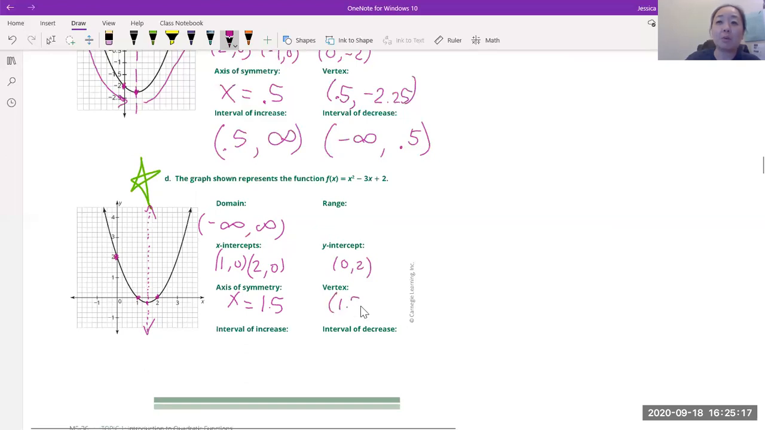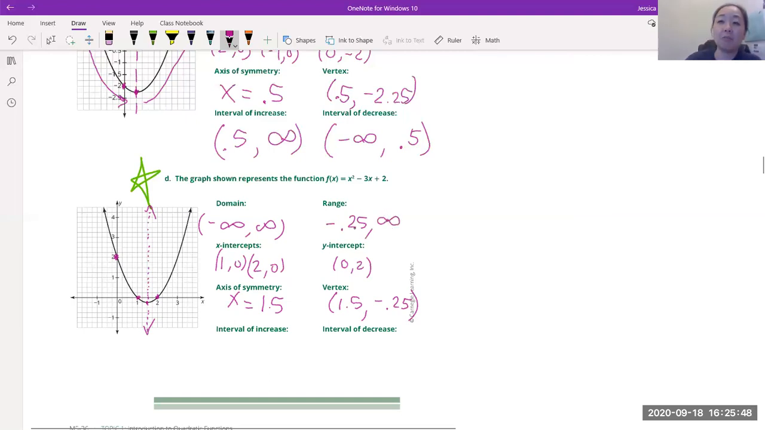That means my vertex, I can do this. I know my x part is 1.5 because it's on the axis of symmetry. This one is exactly 1/4 of the way to -1, so that's going to be -0.25. Now let's go on to the range. The lowest number it can be is -0.25, so it's going to be from -0.25 all the way to positive infinity because it goes up and up forever.